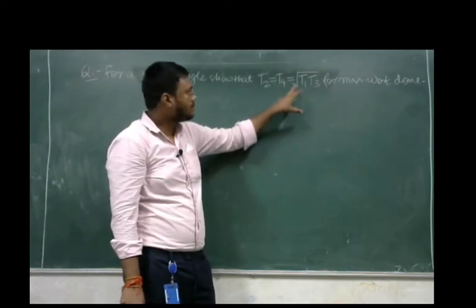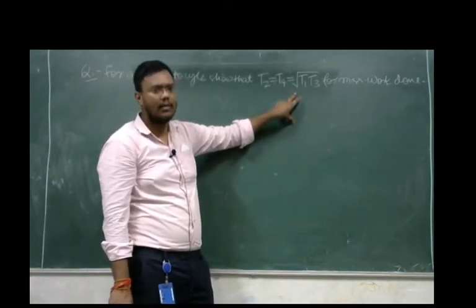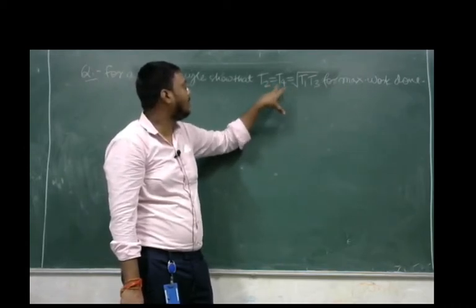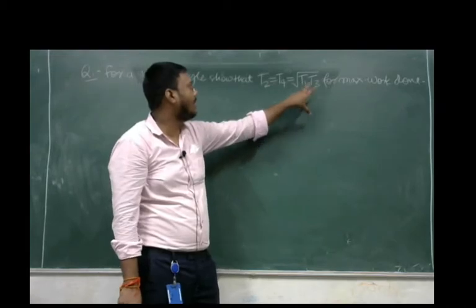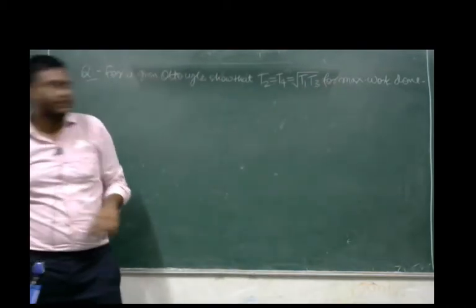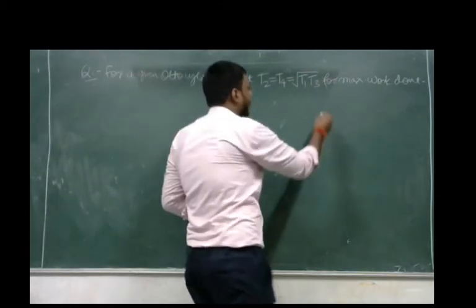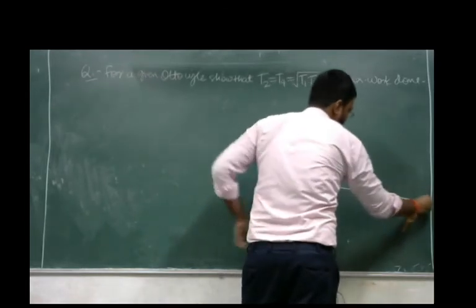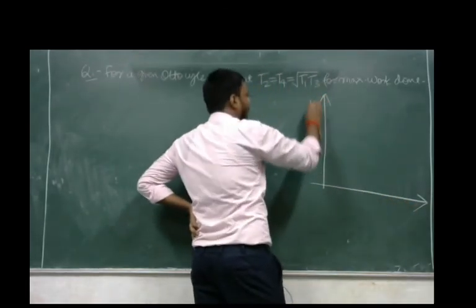First you need to draw the diagram so that you can find the points: where is T2, where is T4, where is T1, where is T3. So first we are going to draw the diagram. I am drawing here the diagram for the Otto cycle. This is the PV diagram for the Otto cycle.